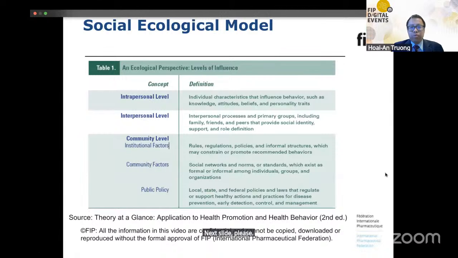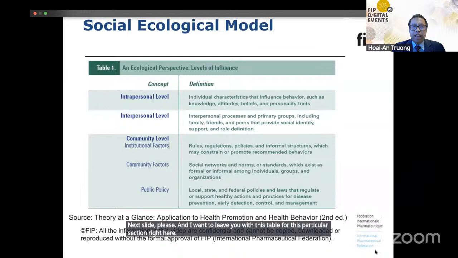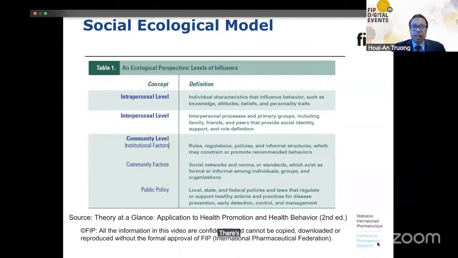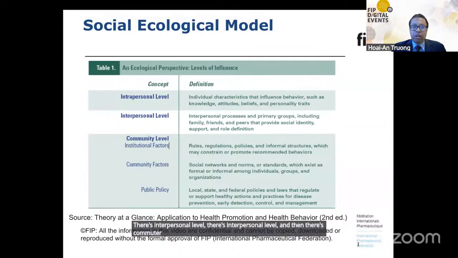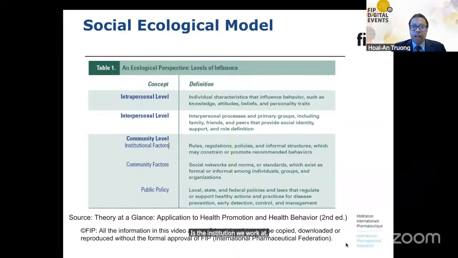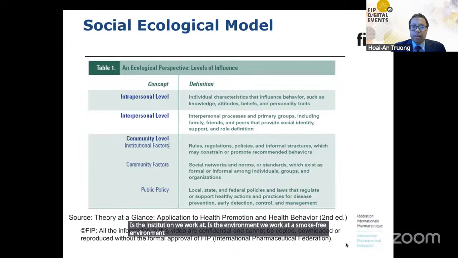And I want to leave you with this table for this particular section, the different levels. How do we address that? There's the intrapersonal level, there's the interpersonal level, and then there's the community level: the institution, the community, and public policy. It's always said that there's a culture. What culture are we in? What rules, what regulations? Is the institution we work at a smoke-free environment where everyone is expected or entitled to clean air?